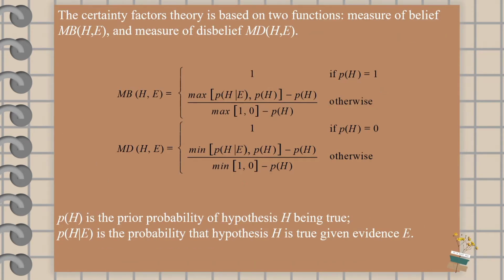The certainty factors theory is based on two measures. The measure of belief, two functions the measures of belief and measures of disbelief. And this formula is for measure of belief and measure of disbelief. Prior probability of hypothesis is being true, and the probability that hypothesis is true given evidence.